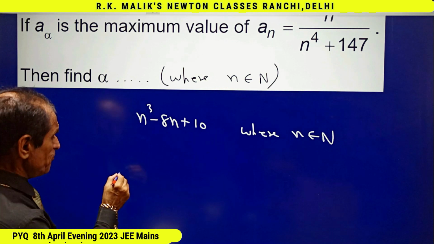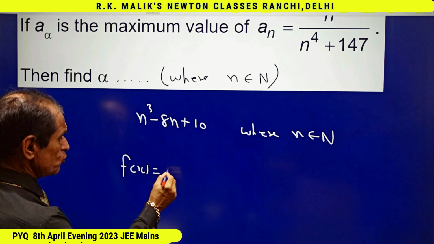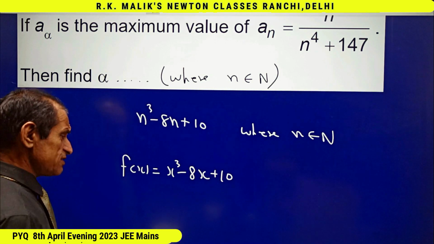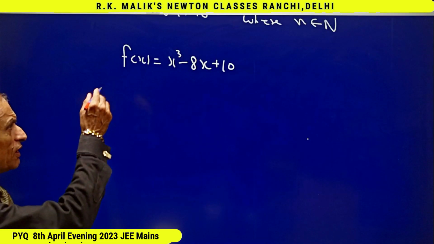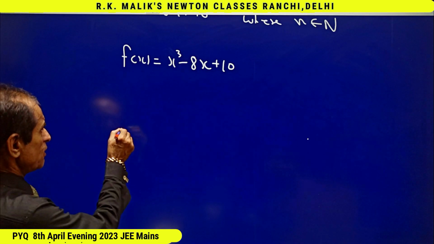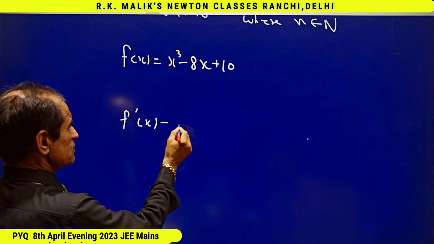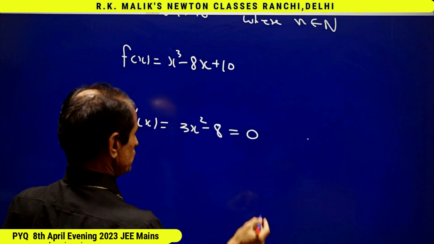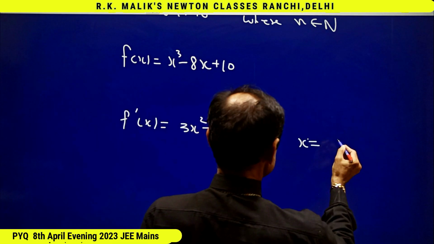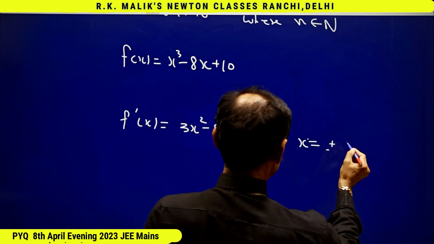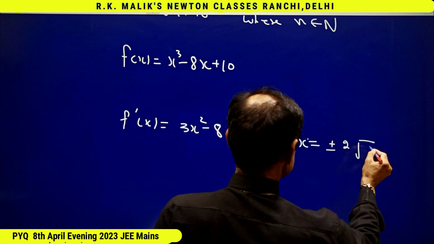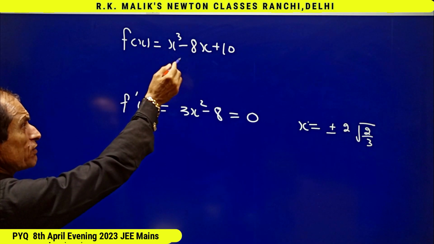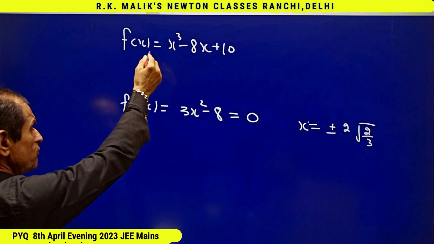What I do, I make a function f(x) is equal to x cube minus 8x plus 10, where x is any real number. And first of all, let us draw the graph of this. I will find f dash x. This is 3x square minus 8, and if I put it equal to 0, x will be equal to plus minus 2 root 2 by 3.